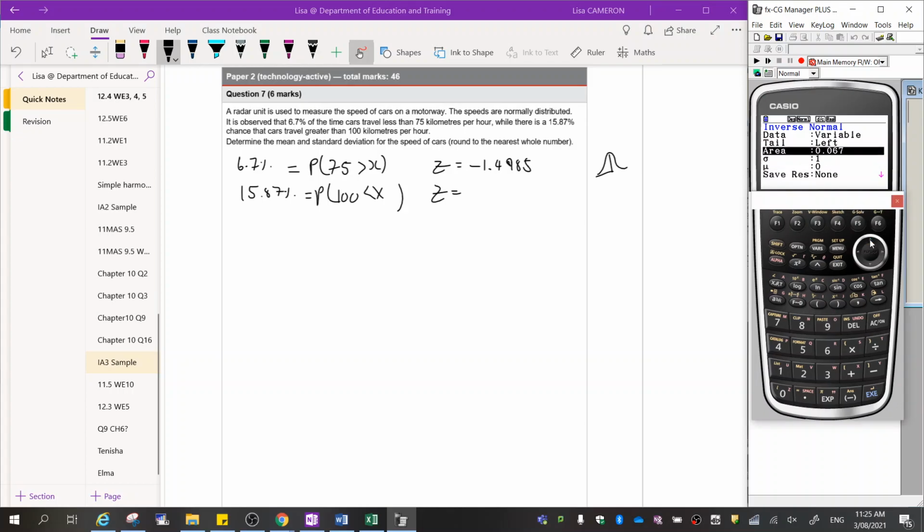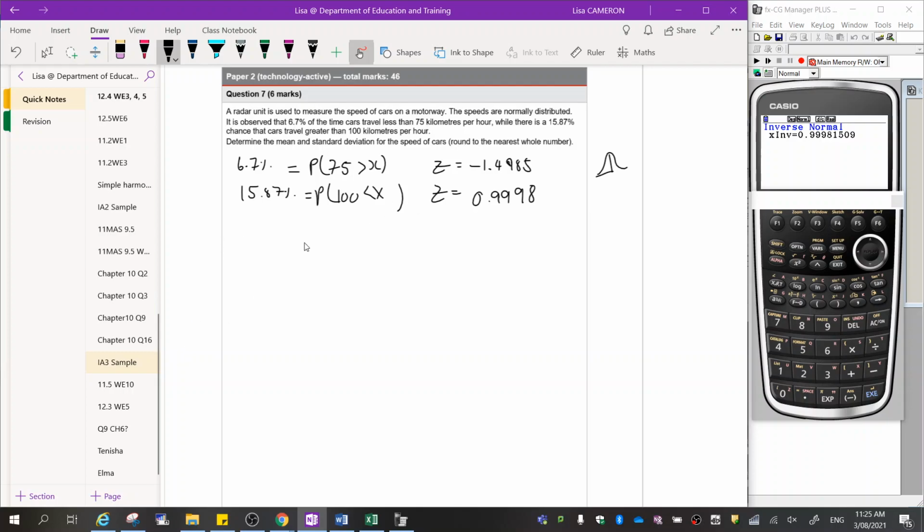Okay, and for the other one, these are going the opposite way, so this time I'm going right. Oh, okay. Distribution, Normal, Inverse Normal. Right. That one's going to be 0.1587. Okay, and that's going to give me 0.9998. Okay, so now I've got my two z-scores.